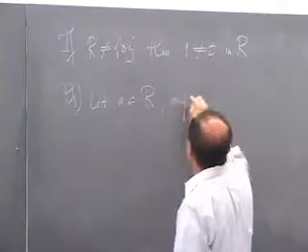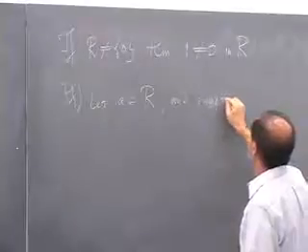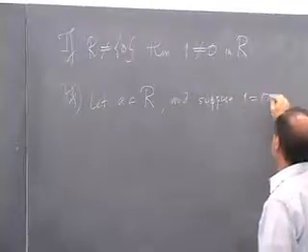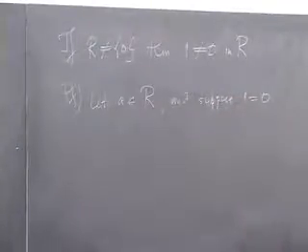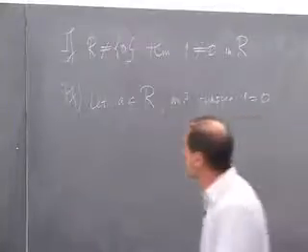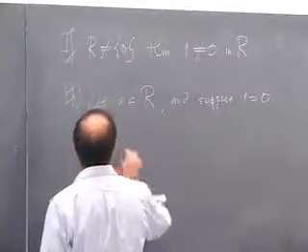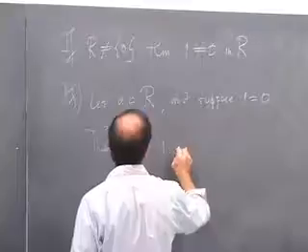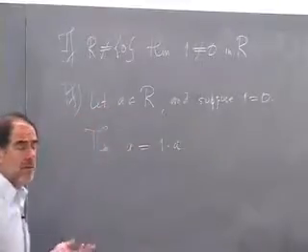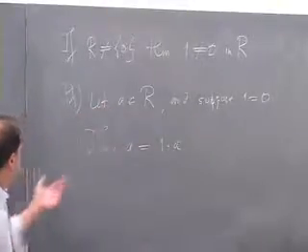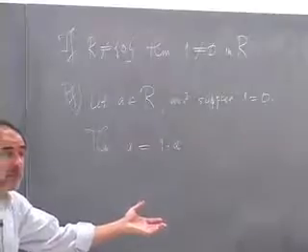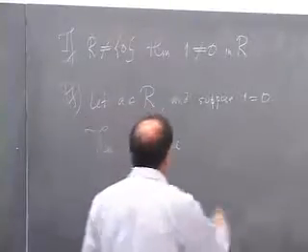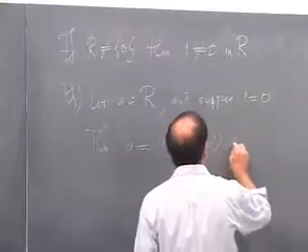And suppose that 1 were equal to 0. We're going to show that A is equal to 0. Then A is equal to 1 times A, because 1 is a multiplicative identity. So if you multiply 1 times anything, you get back the thing. On the other hand, if 1 is equal to 0, this is 0 times A.